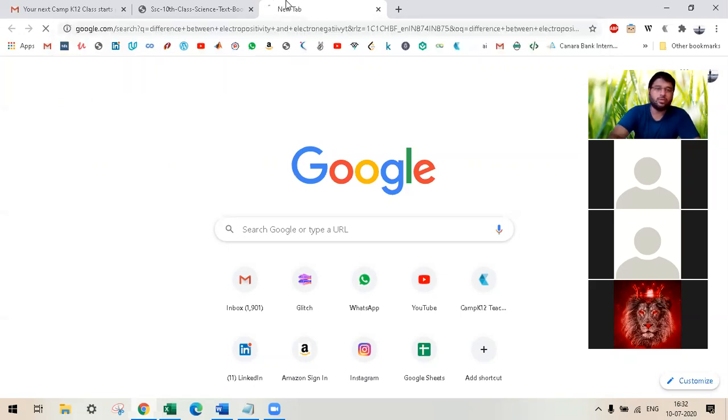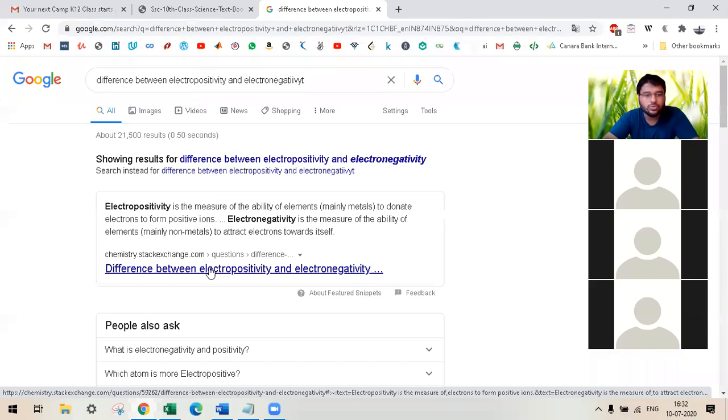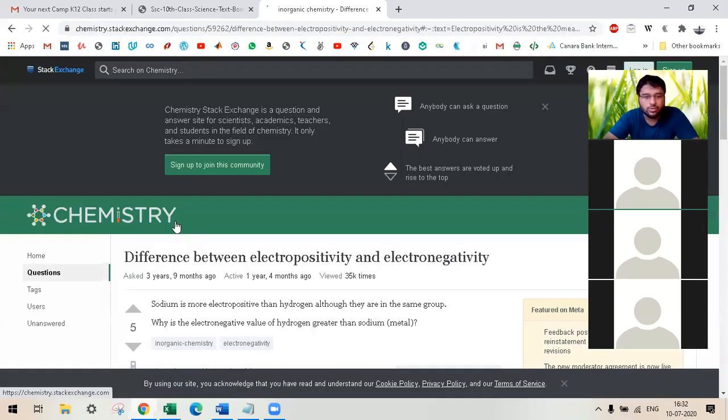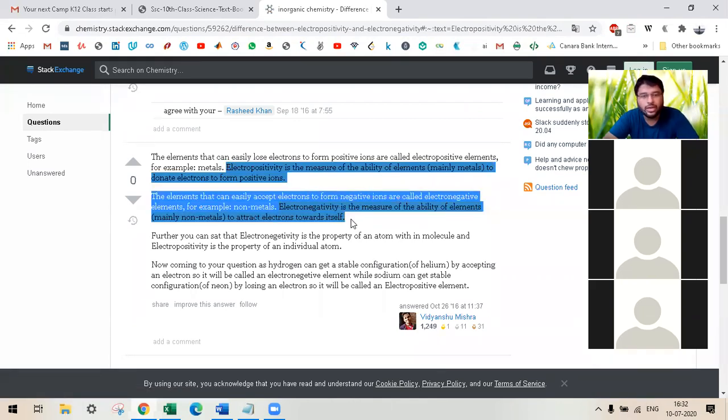electronegativity. Oh, okay. Yeah. So एक काम करता हूँ मैं एक डॉक्यूमेंट बना देता हूँ, उधर मैं सारे आंसर्स डाल दूंगा, तुम लोग को थोड़ा अच्छा रहेगा. See, electropositivity is the measure of ability of elements, metals, to donate electrons to form positive ions. Okay, can you see this? And electronegativity is the measure of ability of mainly non-metal elements to attract electrons.